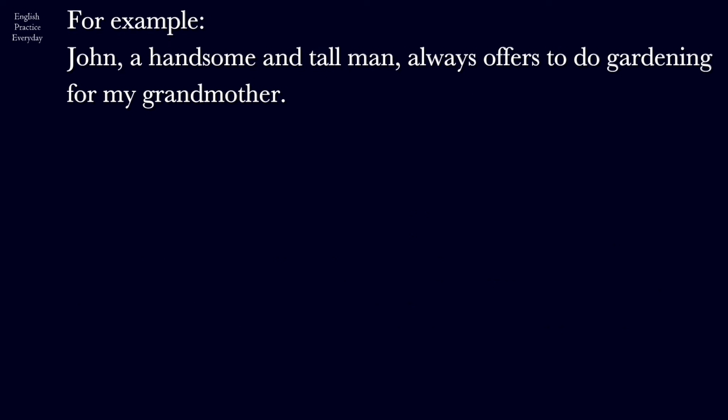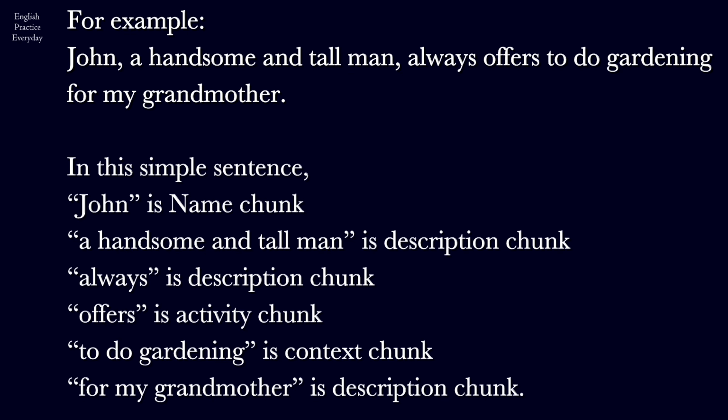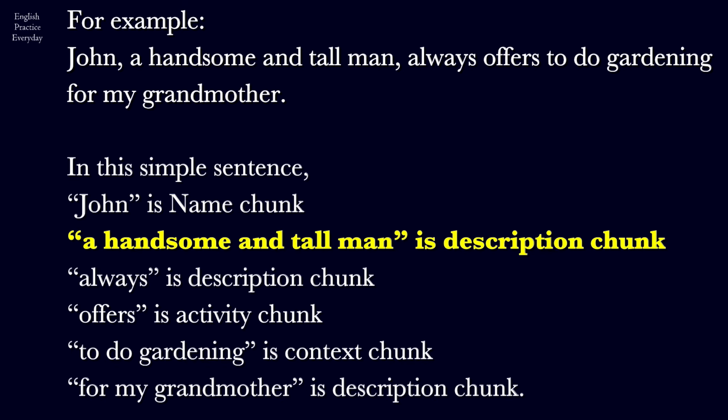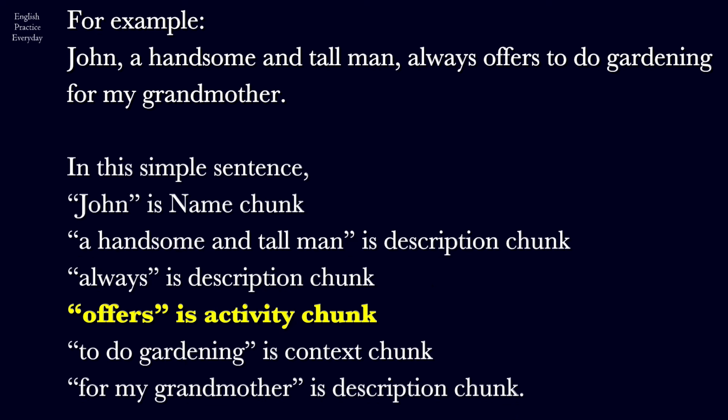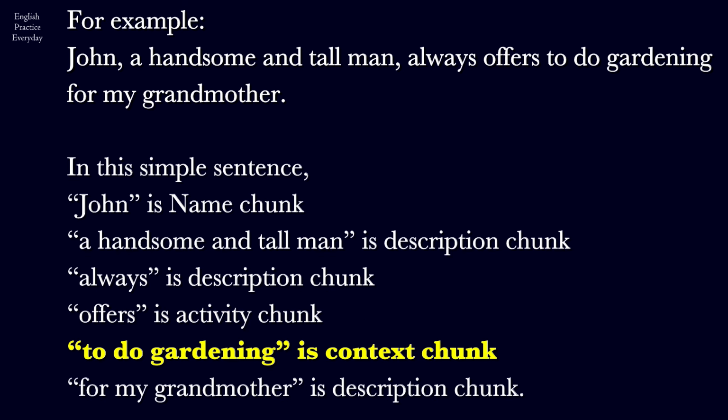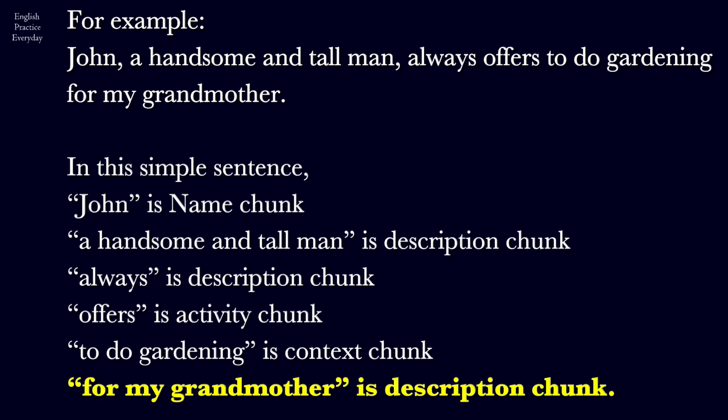For example, Jean, a handsome and tall man, always offers to do gardening for my grandmother. In this simple sentence, Jean is name chunk. A handsome and tall man is description chunk. Always is description chunk. Offers is activity chunk. To do gardening is context chunk. And for my grandmother is description chunk.